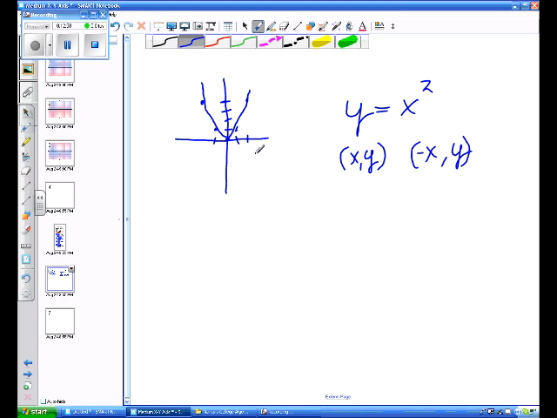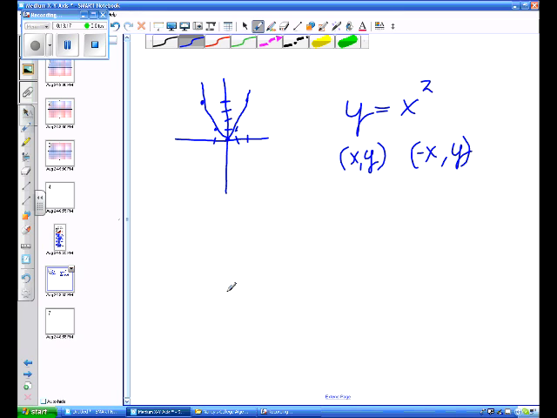And what it's going to do, it'll help us as we graph our functions. If we know that they're an even function, then we're only going to have to find values on one side, and we can reflect them across the y-axis to those values on the other side. But that would be an even function.